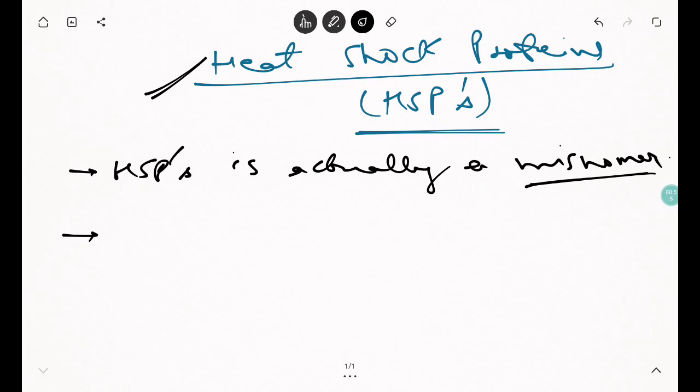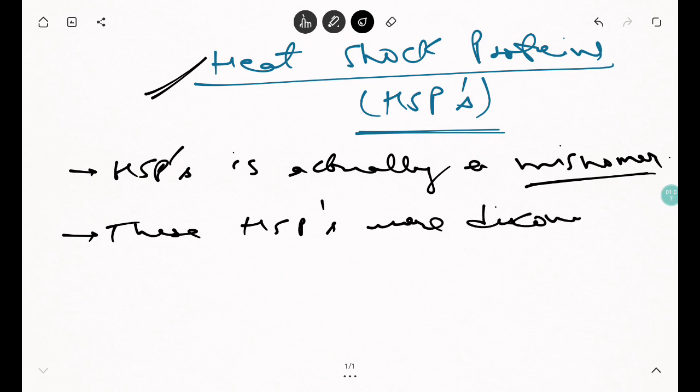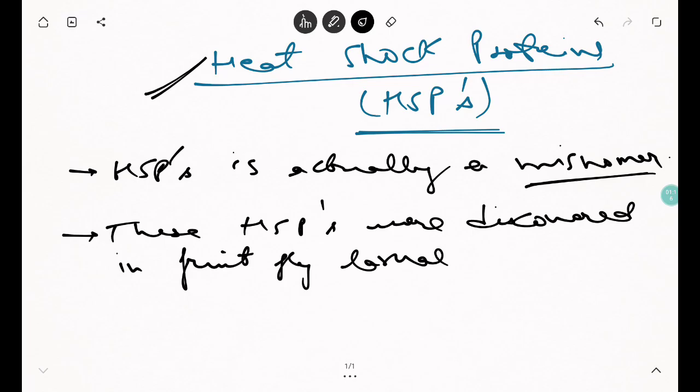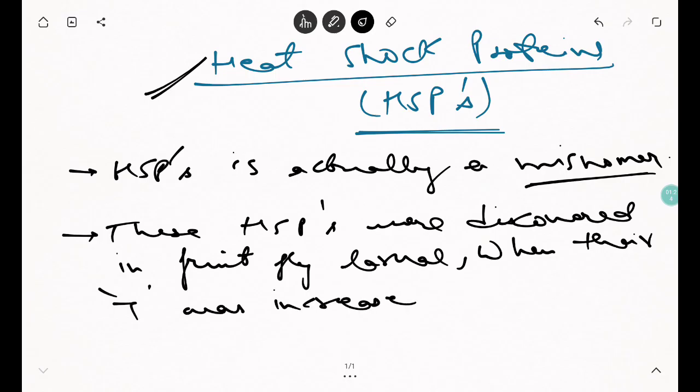Okay. So now, how were they discovered? Heat shock protein, how were they discovered? So these HSPs were discovered in fruit fly larvae when their temperature was increased by 4 to 5 degrees Celsius. Okay, easy. I know my writing is horrible. So it is that.